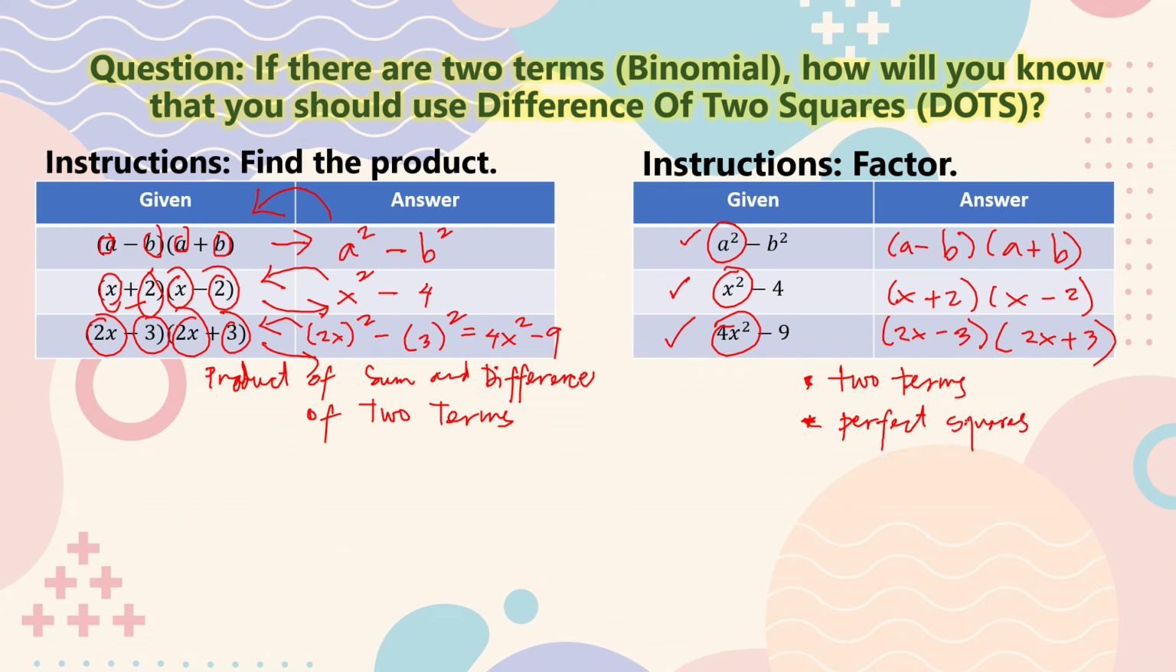We can think of a variable that, if we multiply it with itself, we get the result. Example, a squared: you can think of an a, multiply it with itself, a times a, and you get a squared. For 4, you can think of a 2, 2 times 2, so you get 4. So 4 is a perfect square, and the first term is a perfect square. What else? How about the second terms? These are also perfect squares.